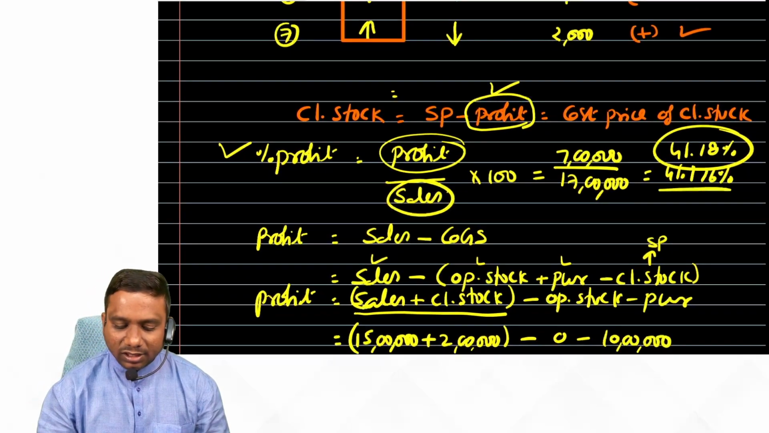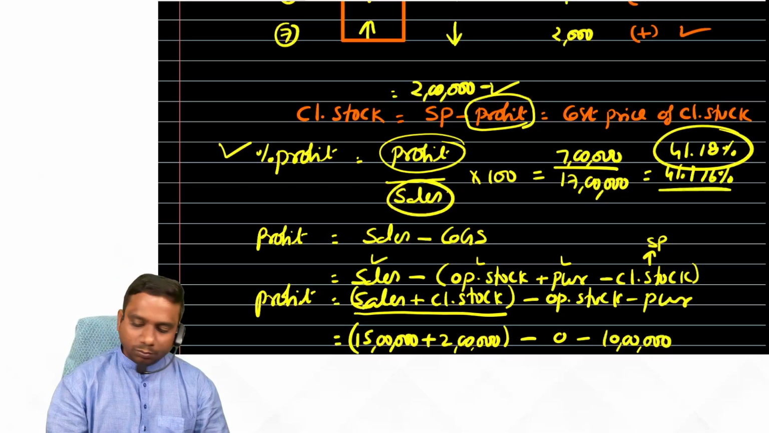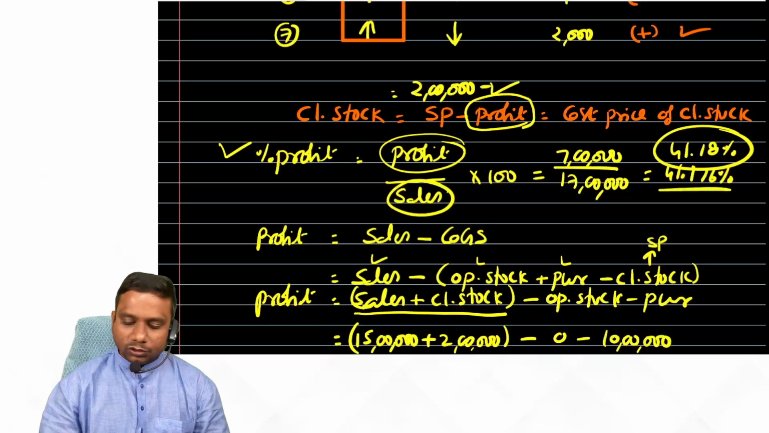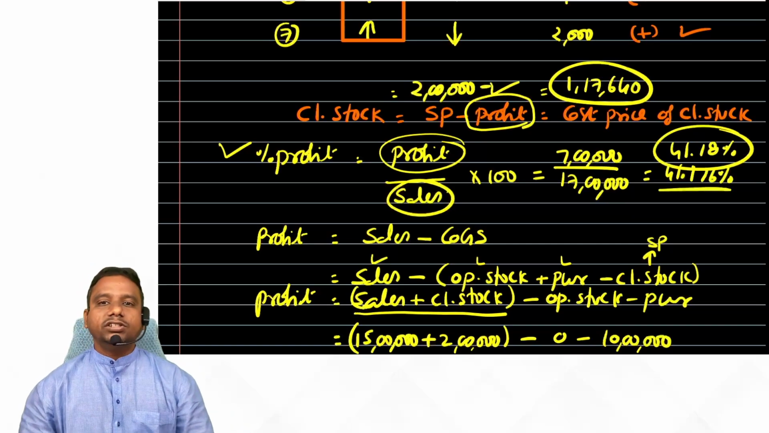So what is the selling value of closing stock? 2 lakhs. 2 lakhs minus, apply this formula, 41.18%. 2 lakhs minus 41.18%. So you get directly 1 lakh 17,640. This is the closing stock value.